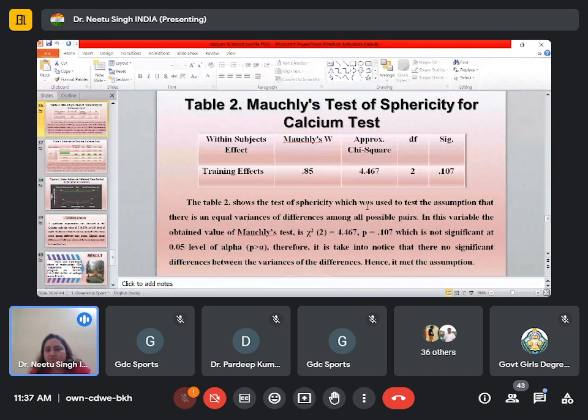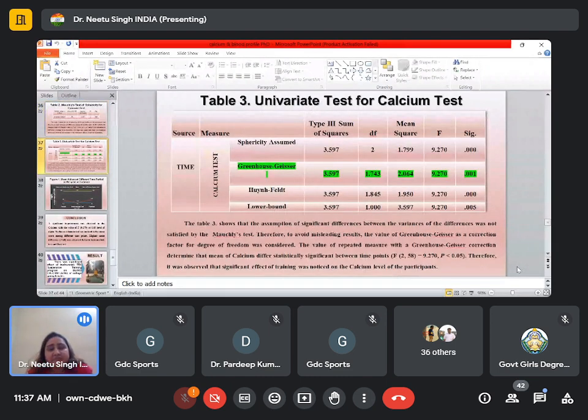The sphericity test was used to test the assumptions. There is an equal variance difference among all the possible pairs of variables, obtained in Mauchly's test value 4.46. Hence, it meets the assumptions. Now, the univariate test for the calcium test shows a significant difference between the variances, and the assumption was not satisfied by Mauchly's test.